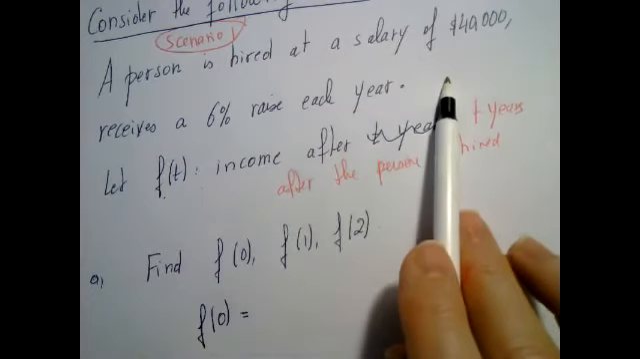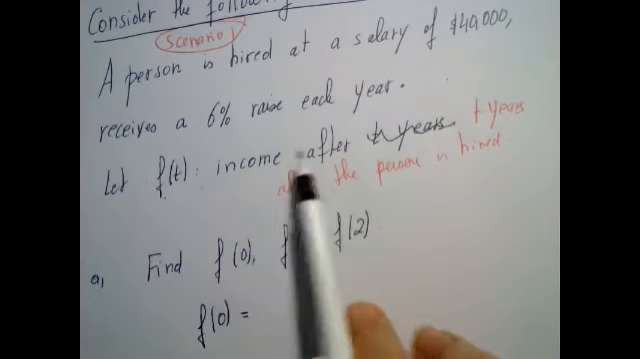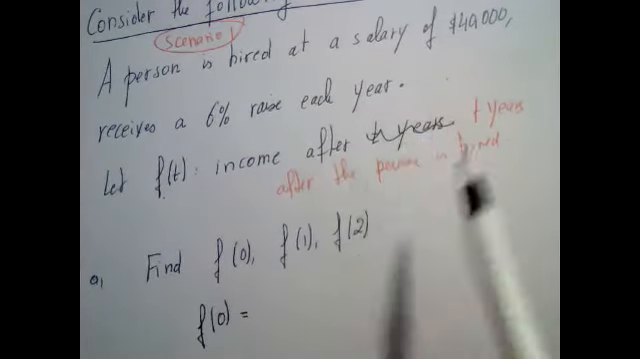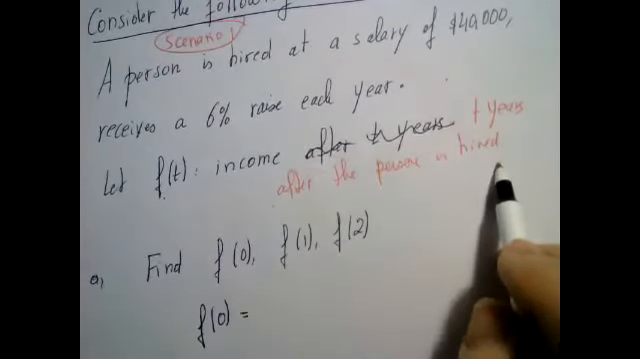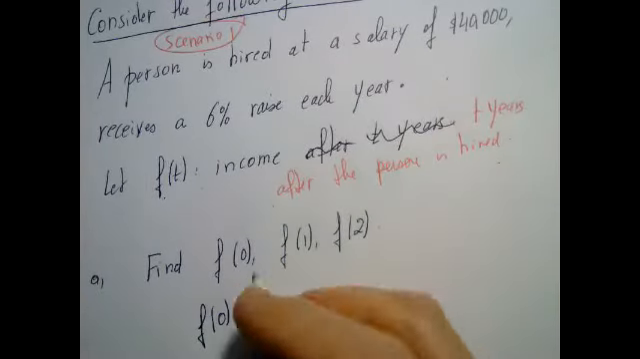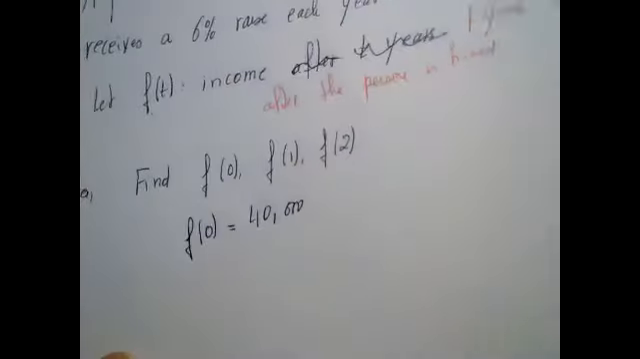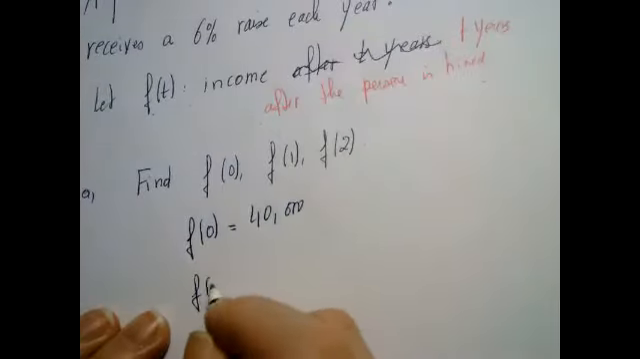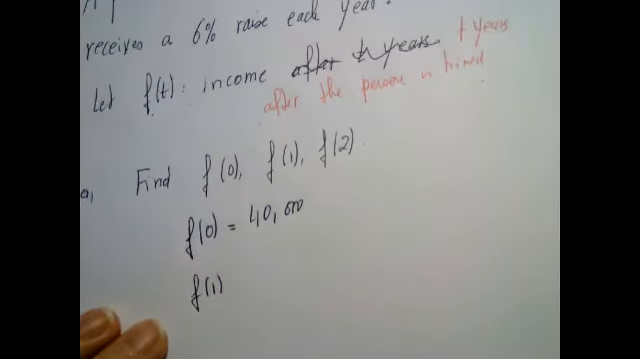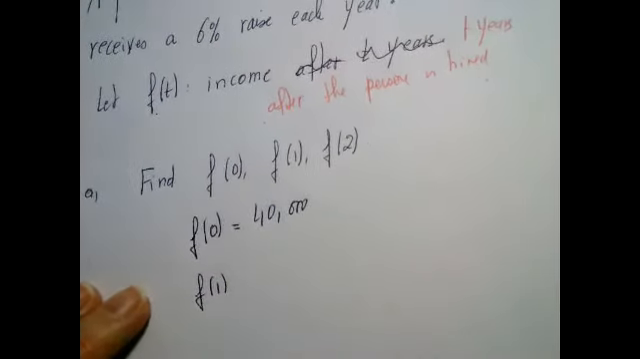So he's hired at 40,000. f of t is his income t years after he's hired. What is f of 0? 40,000. Okay. What is f of 1? f of 1 is his income 1 year after he's hired. Now we just did it a minute ago. It's 42,400. I agree with you.